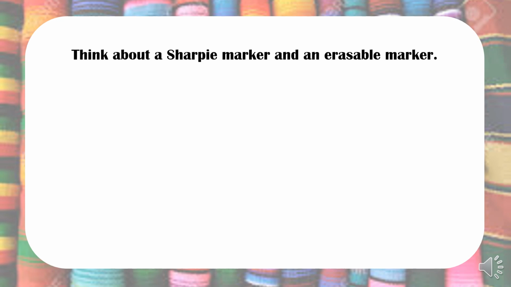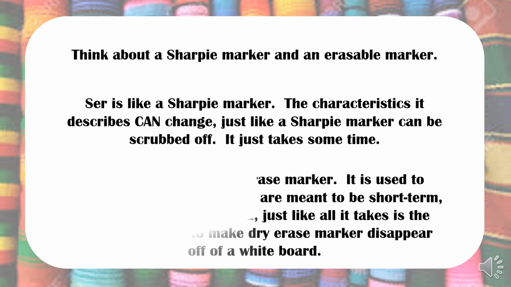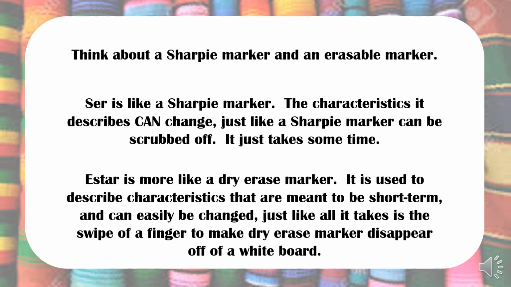Think about a Sharpie marker and an erasable marker. Ser is like a Sharpie marker. The characteristics it describes can change, just like a Sharpie marker can be scrubbed off. It just takes some time. Estar is more like a dry erase marker. It's used to describe characteristics that are meant to be short-term and can be easily changed, just like all it takes is a swipe of a finger to make dry erase marker disappear off of a whiteboard.